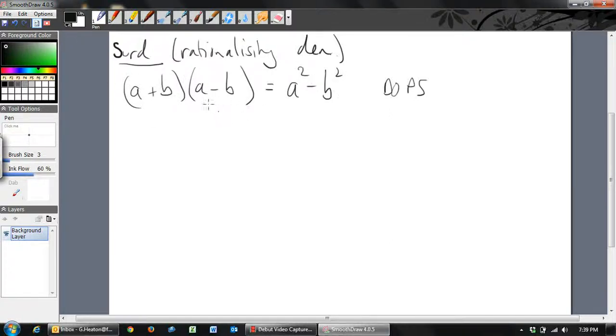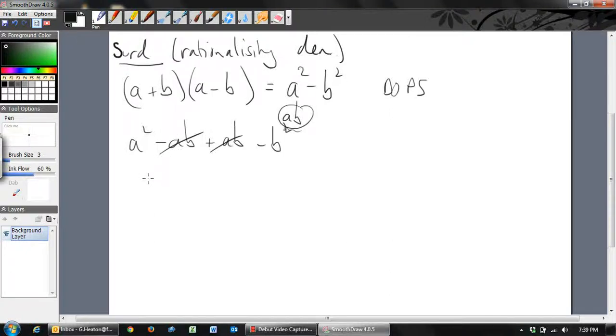What happens when we multiply these two together is that you don't get any ab terms or anything like that in it. They disappear. If you expand this, you get a times a, which is a squared. A times negative b is negative ab. B times a, which is plus ab, and then minus b squared. The negative and positive ab cancel out, and what you're left with is squared and squared. And this property really helps us when we're trying to get rid of a particular type of surd.